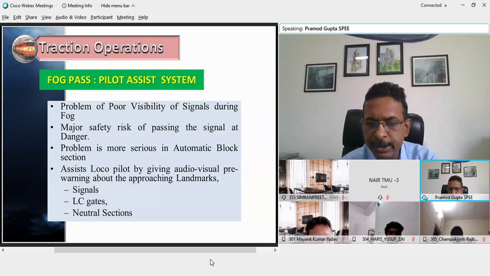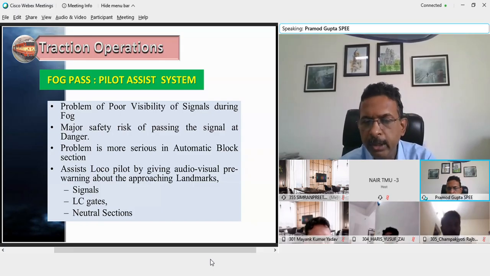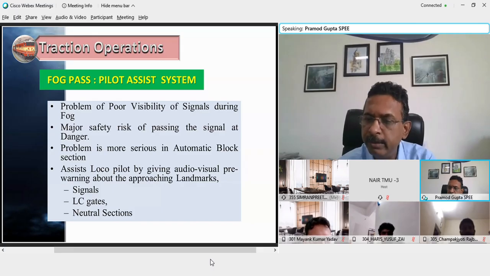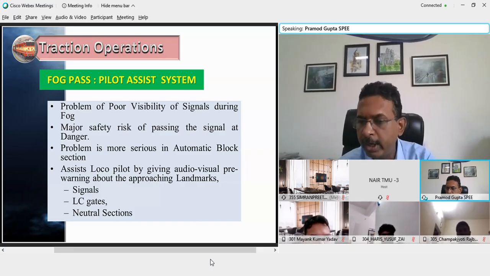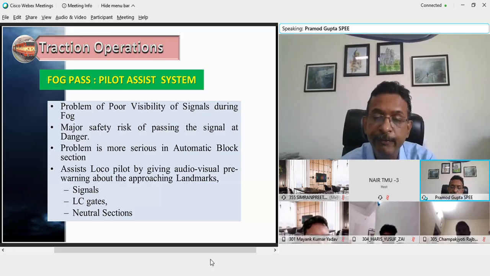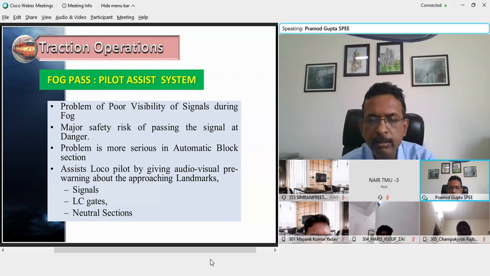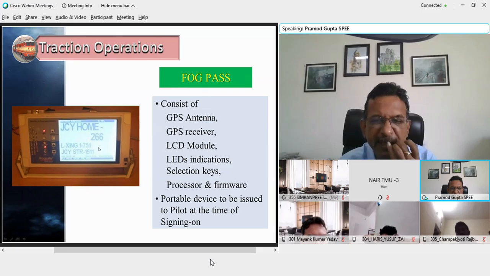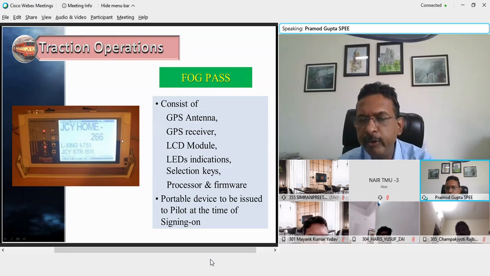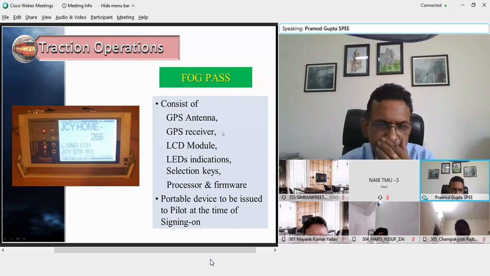Whenever there is a fog, the instructions are that the loco pilot should reduce the speed to the position where he feels comfortable to drive the train. We don't force him to drive at 25 km because every fog pass, he may not be comfortable to drive the train at 25 km. So his comfort level is important to ensure the safety. And during the journey he is heavily dependent on the proper working of the fog pass device. So this is how the fog pass device looks like. There is an entire equipment of GPS antenna, receiver, LCD module, which is there.